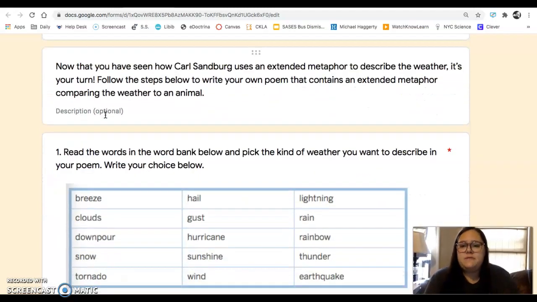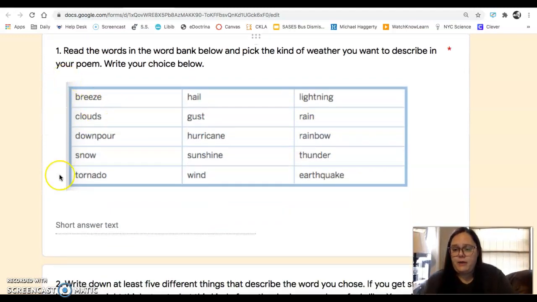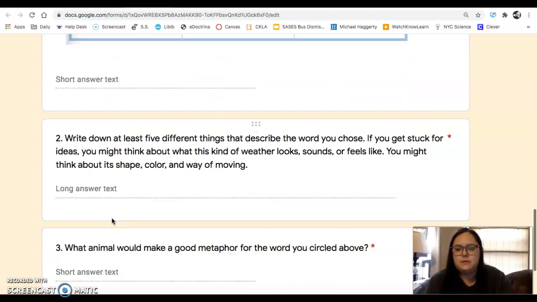Okay, now that you've seen how Carl Sandburg uses an extended metaphor to describe the weather, it's your turn. Follow the steps below to write your own poem that contains an extended metaphor comparing the weather to an animal. So you're going to pick any of these types of weather from the box and write it in the box here. So whatever you choose, if you want to write a poem about something scary or happy, your choice of weather should reflect that. So pick any one you'd like and write it in the text box.